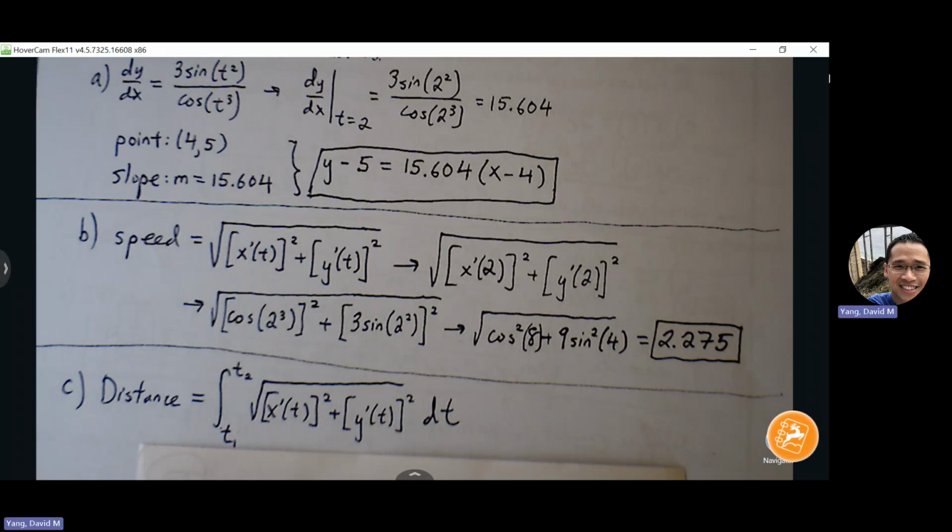That would also be the total distance, right? It is total distance, not displacement.